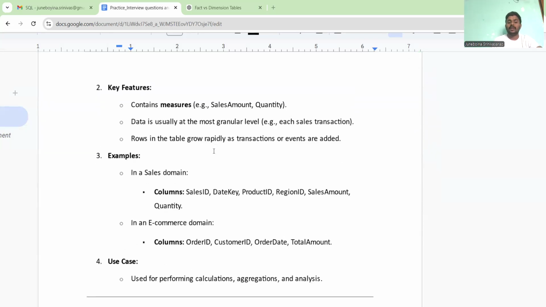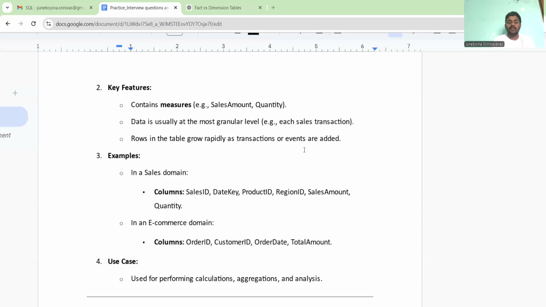Key features of the fact table. Fact table contains measures, example, sales amount and quantity. The data presented in the fact table is usually at the most granular level, example, each sales transaction. Rows in the table grow rapidly as transactions or events are added. So if a transaction or event is added to the fact table, the number of rows in the table grows rapidly automatically. So these are all the key features about the fact table.